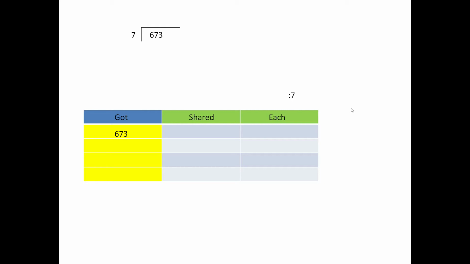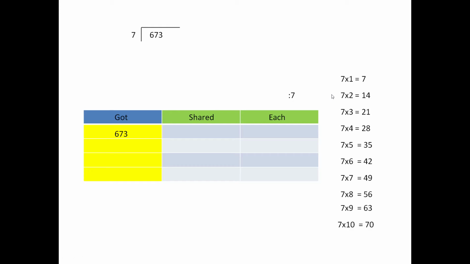And we are going to set down the multiplication table 7. 7 times 1, 7, 7 times 2, 14, 7 times 3, 21, 7 times 4, 28, 7 times 5, 35, 7 times 6, 42, 7 times 7, 49, 7 times 8, 56, 7 times 9, 63, and 7 times 10, 70. But remember, when you catch the hang of it, it's easy.